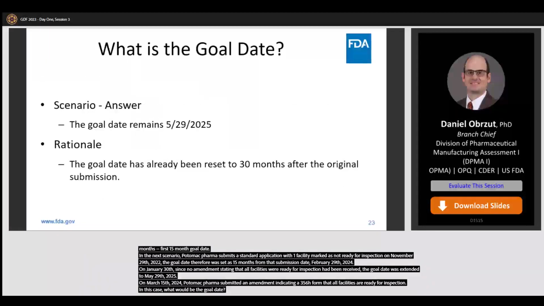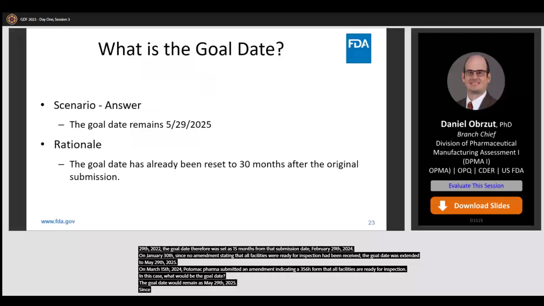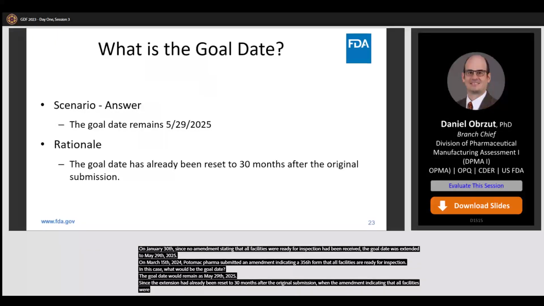The goal date would remain as May 29th, 2025. Since the goal date had already been extended to 30 months after the original submission, when the amendment indicating that all facilities were ready for inspection was received, the goal date was not changed.